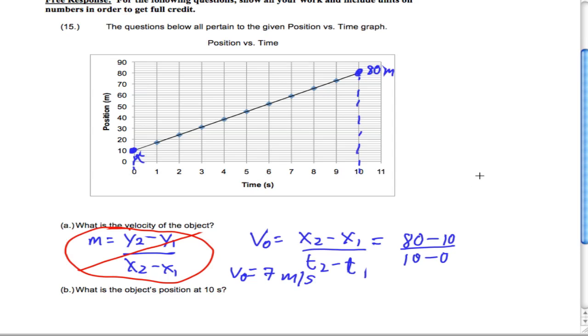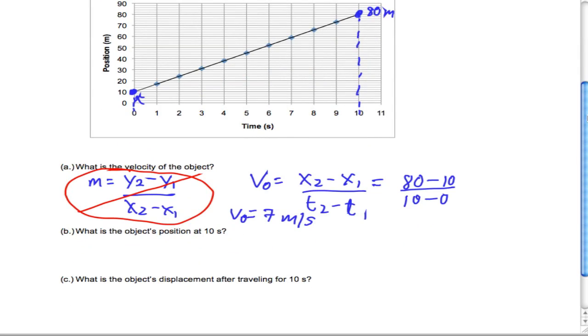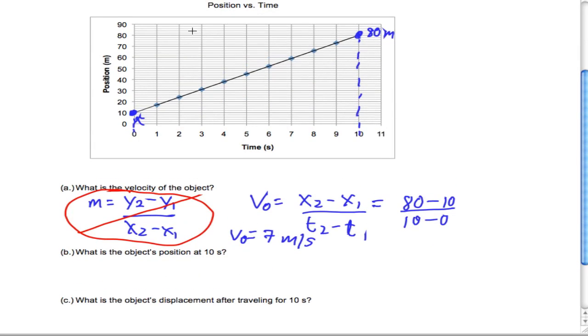Now it says, what is the object's position at 10 seconds? I read that from the graph. At 10 seconds, I'm clearly at 80 meters. Now, what is the displacement of the object? Let's again be careful. Displacement, delta x, is x final minus x initial. So that ends up being 80 meters minus 10 meters, my initial. I read it off the graph, and I end up getting 70 meters of displacement.